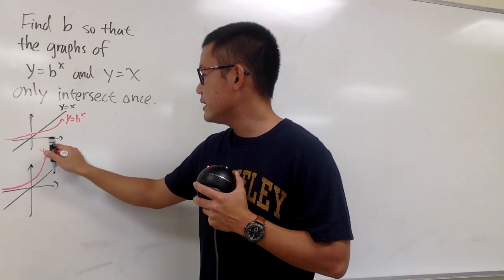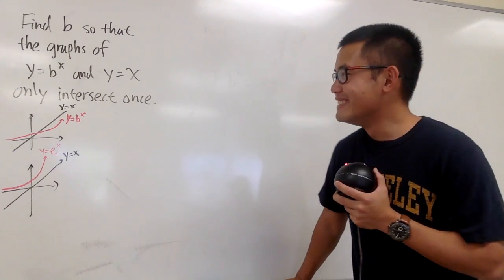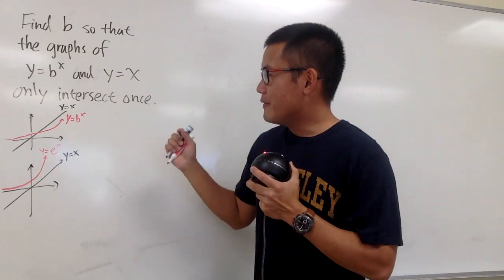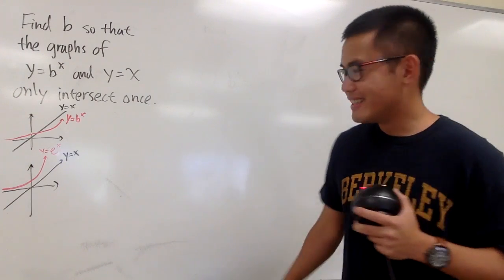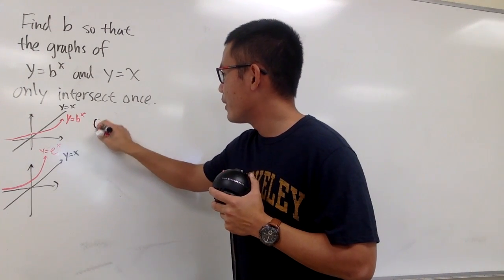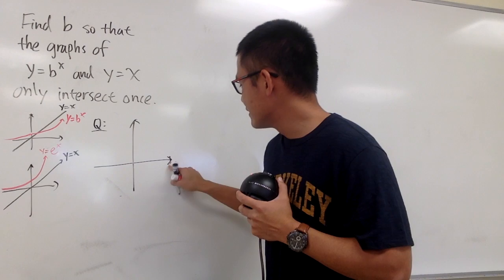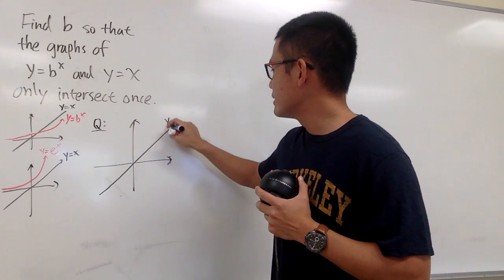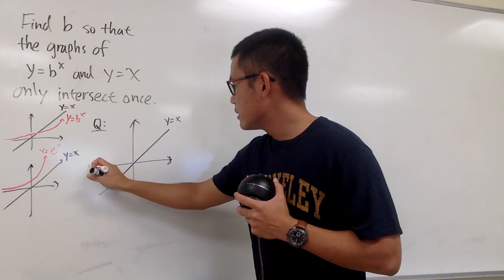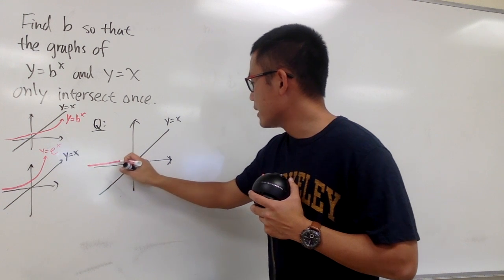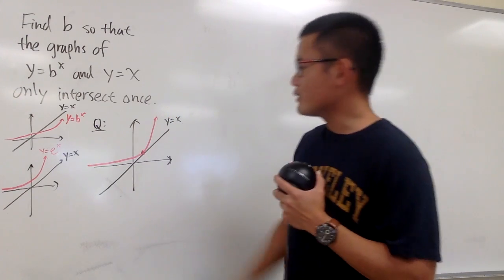If you look at this, this is e to the x, for example. So now the question is: is there any value for b so that b to the x and x will just intercept at one point? This is the question that we are trying to answer. Let me just draw this for you guys. This is an arrow, and this is y is equal to x. I'm trying to find some b value so that y is equal to b to the x, once again an exponential graph, will touch y is equal to x exactly at one point.